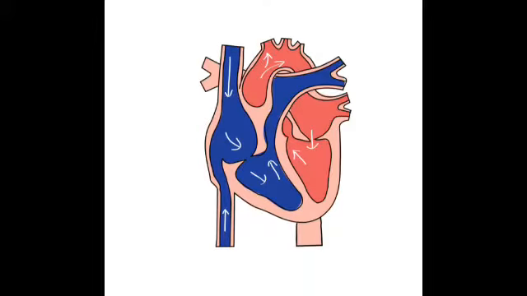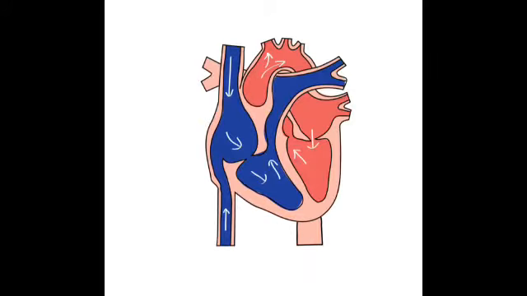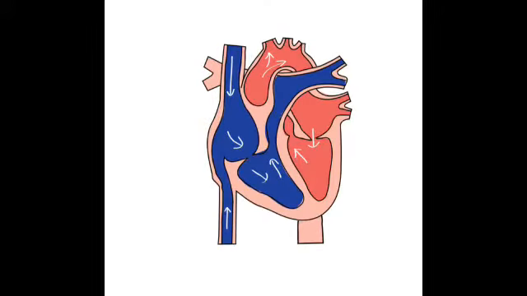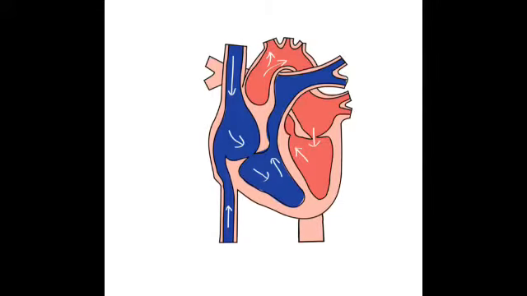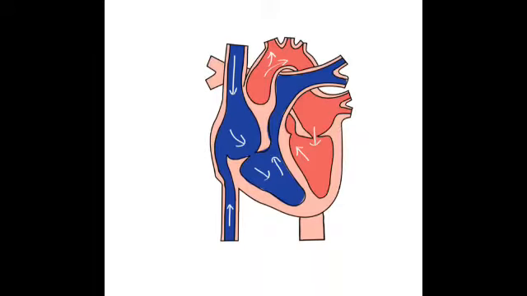Now, the septum divides the left and the right side, and it's a muscular wall. Now, the function of the septum is that it stops the blood from the veins coming into contact with the arteries. Now, we're going to be looking at what the heart is actually made up of.